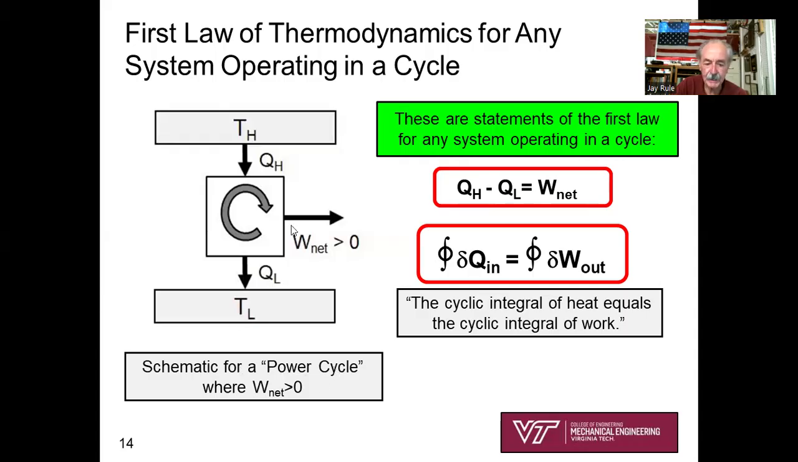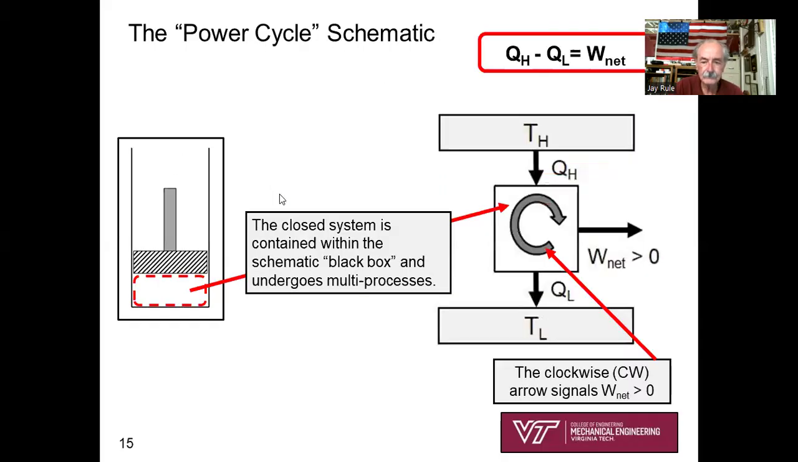The reason it's called a power cycle is that W net, the net work, is a positive number. You're making net work. You're able to lift a weight outside of the closed system with this cycle. I'd like to take a couple of slides to dissect this really valuable schematic of a system operating in a cycle. Here's my statement of the first law, which is going to help us talk about the schematic.